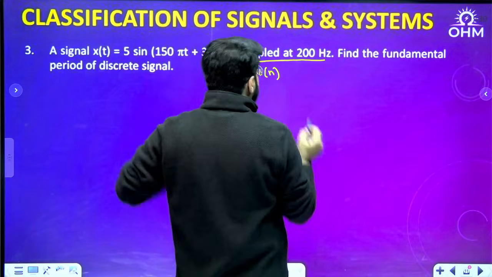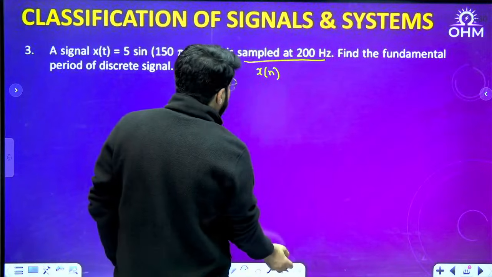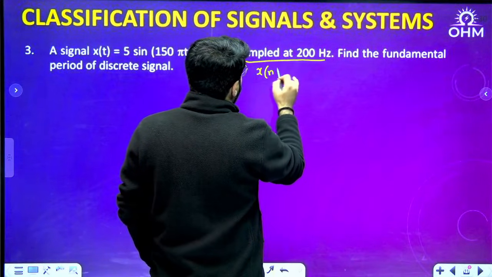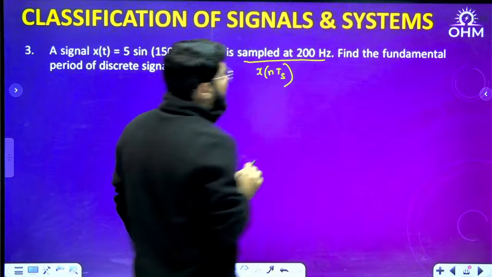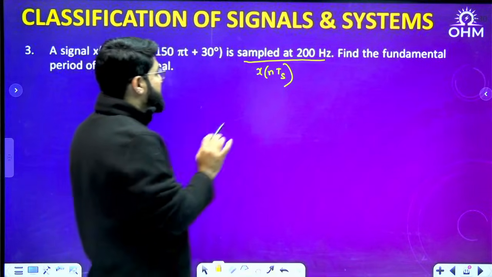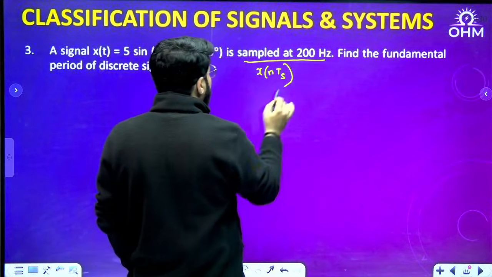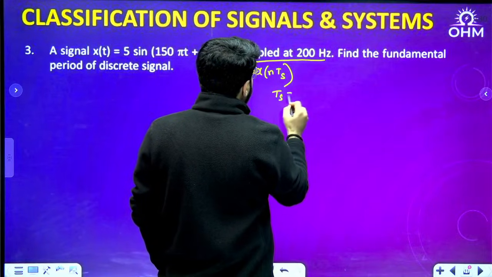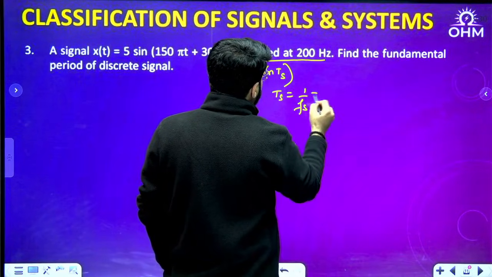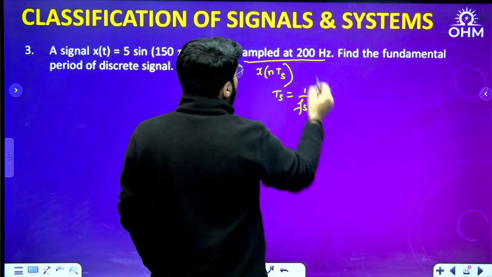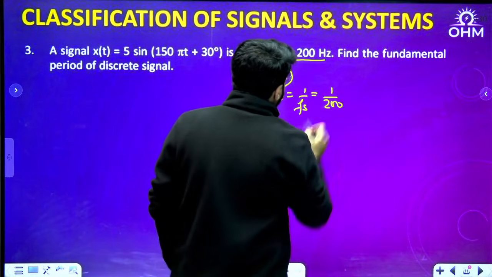How is a sampled signal represented? A sampled signal is represented by the notation x of nTs. What is Ts here? Ts is 1 upon fs. Ts is the sampling period, which is 1 upon the sampling frequency, and given that it is sampling at 200 hertz.